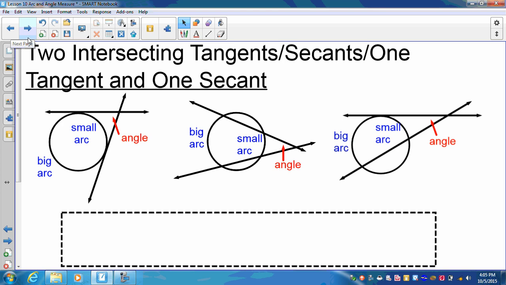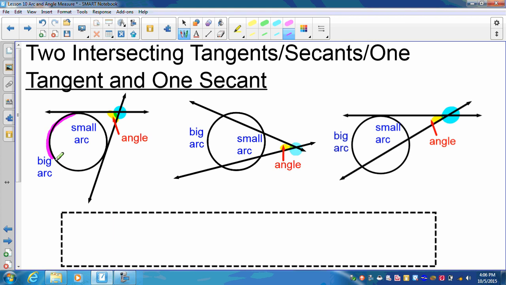So I have 3 pictures here, but they all have the same relationship. And this relationship is formed when either 2 tangents, 2 secants, or one of each intersect outside the circle. So we can see they all have an intersection point, and they create these angles here. They also create a big arc and a small arc. A couple of them create more than 2 arcs, but we're looking at specific arcs.